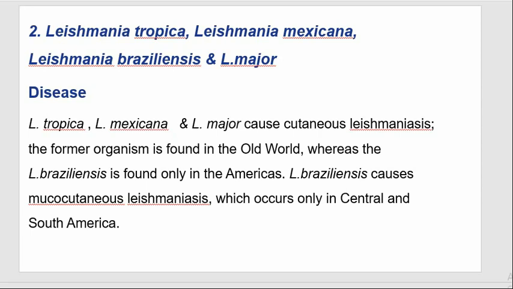بالنسبة إلى الأنواع الأخرى اللي هي ليشمانيا تروبيكا، ليشمانيا مكسيكانا، ليشمانيا برازيلينيسيس، وأيضا عندنا الليشمانيا ميجر. يعني البقية راح يكون بالنسبة لليشمانيا تروبيكا، ليشمانيا مكسيكانا، وليشمانيا ميجر cause cutaneous leishmaniasis. The former organisms is found in the old world, whereas the Leishmania brasiliensis is found only in the America. Leishmania brasiliensis causes mucocutaneous leishmaniasis, which occur only in the Central and South America.